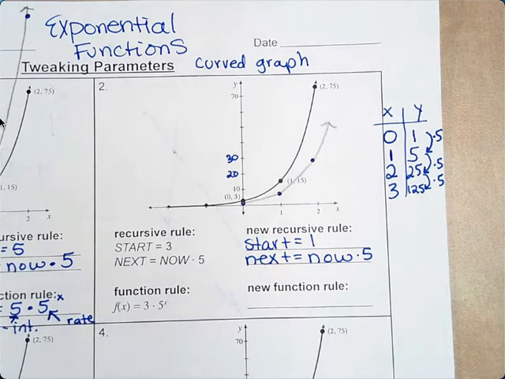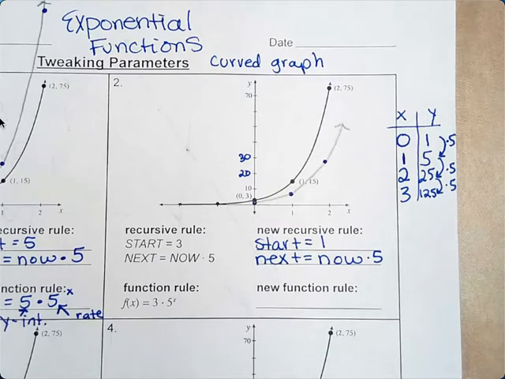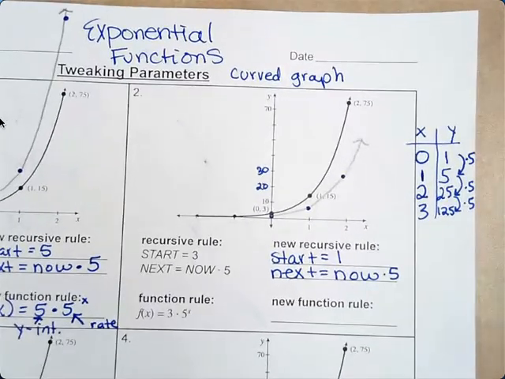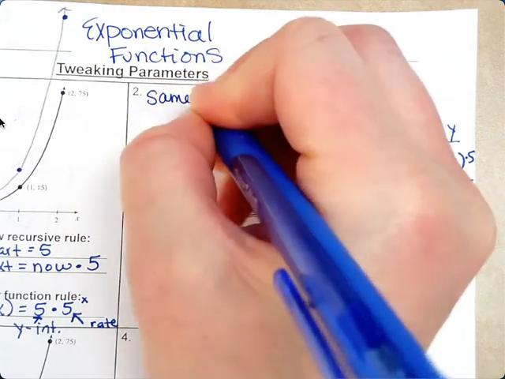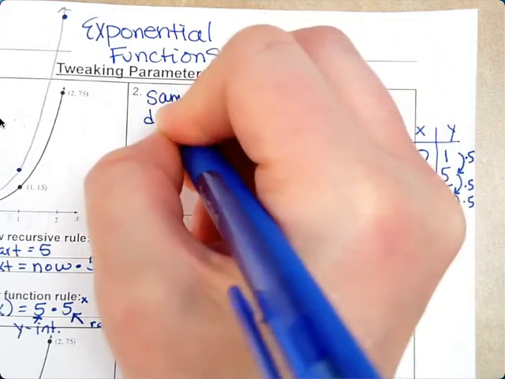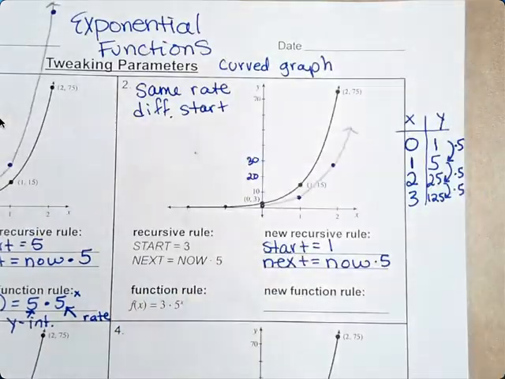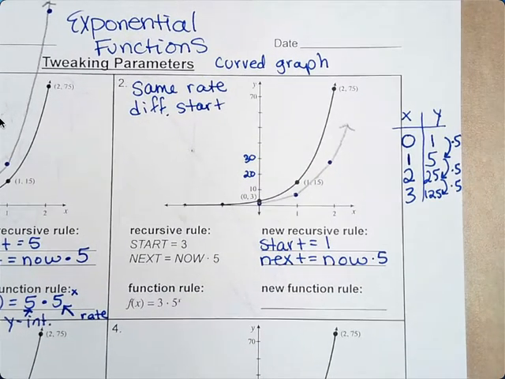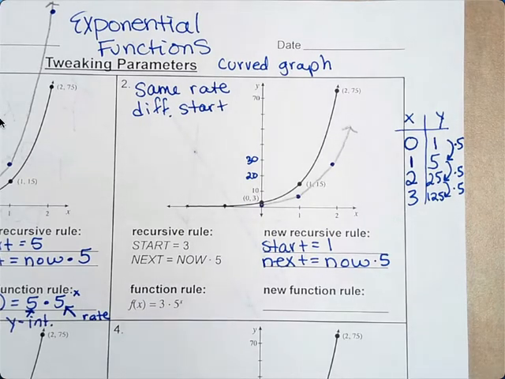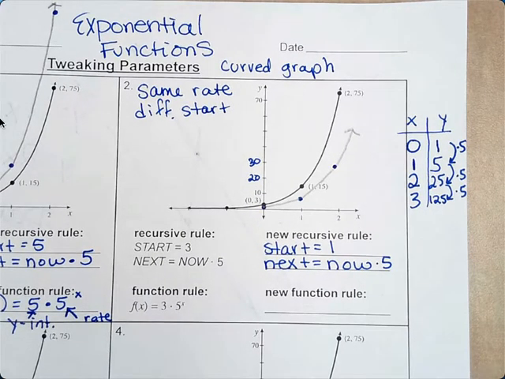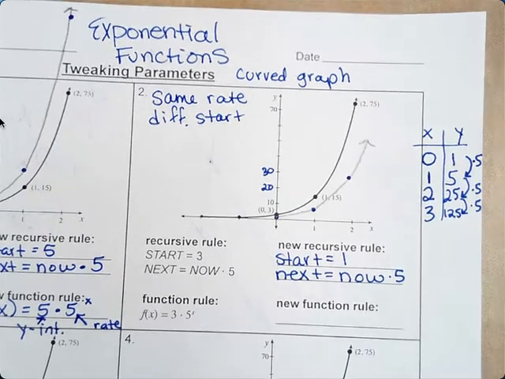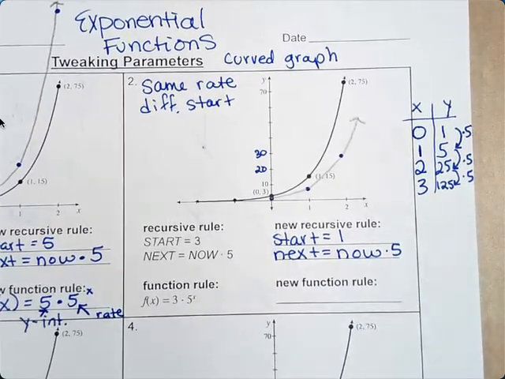All right, now we need to write our function rule. Well, let's write, over here we put same rate, different start. What did we change on this one? Start. But what did we keep the same? Okay, so same rate. Again, different start. So how did it change the graph? We started at 0, 1. Yeah, we started at 0, 1. So it's like moved down.